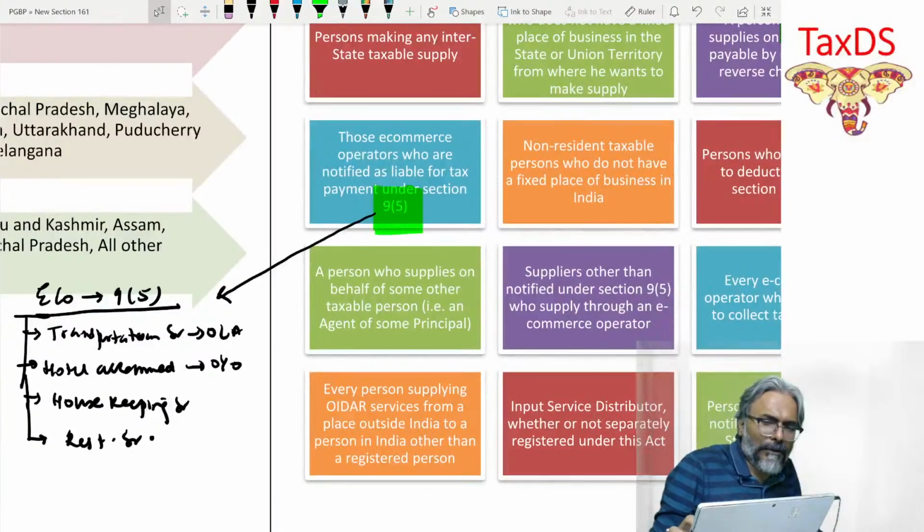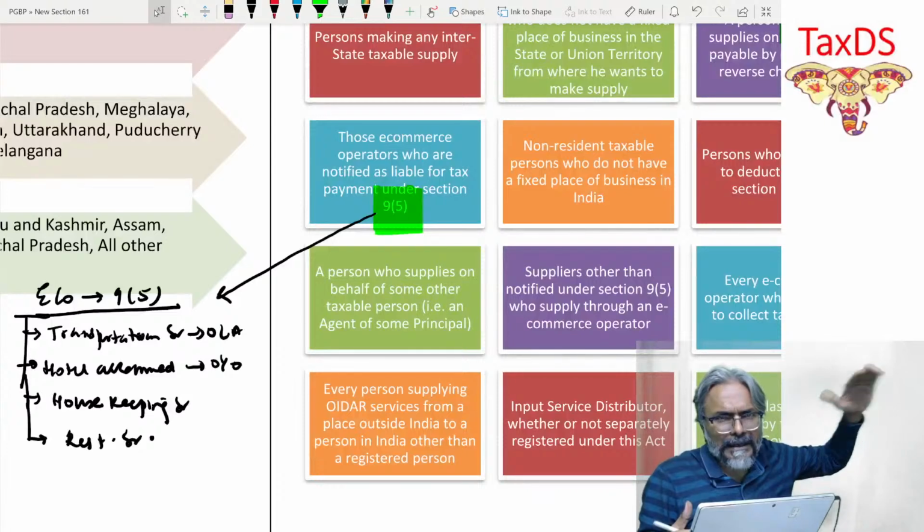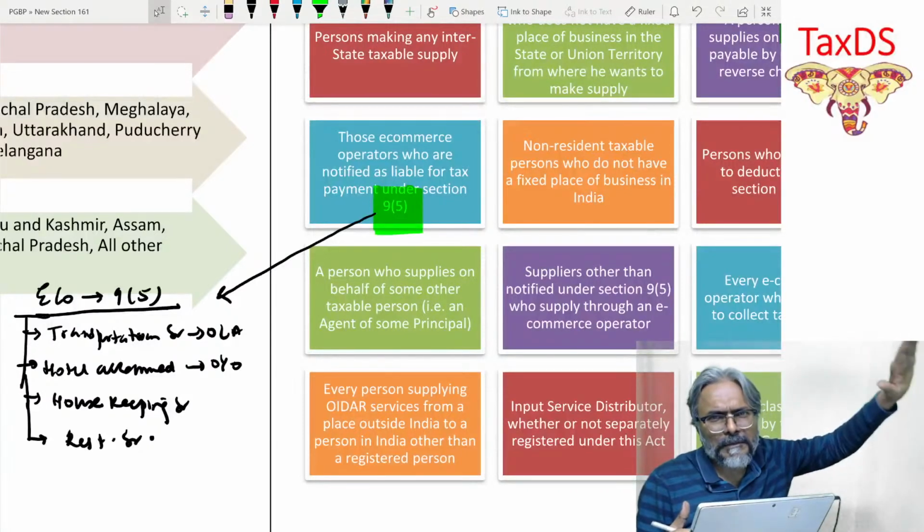Next one, students, is about non-resident taxable person who does not have a fixed place of business in India. Is that non-resident person liable to get himself registered? And the answer is yes. Again, he will also be like a casual taxable person only, but they are distinguished. The normal casual taxable person and this non-resident casual taxable person are distinguished.